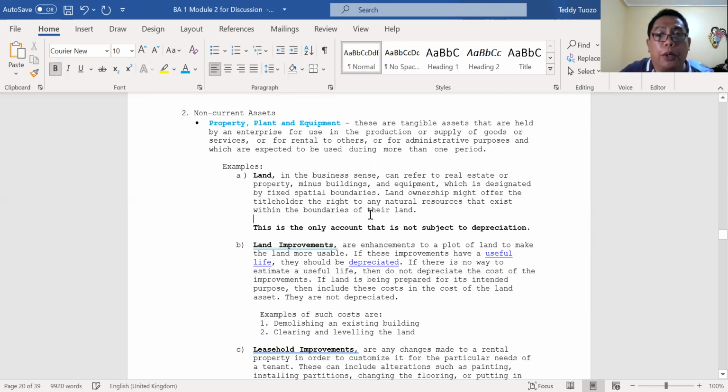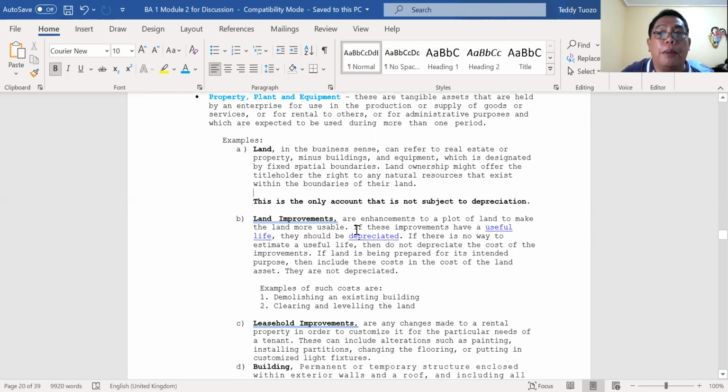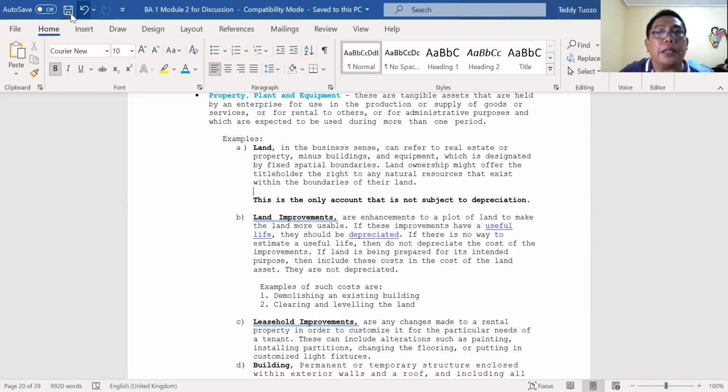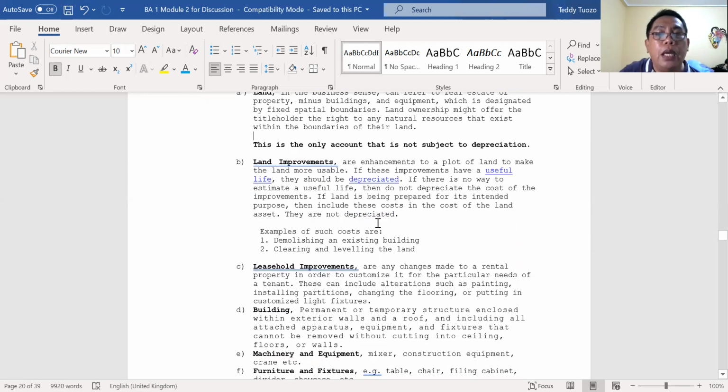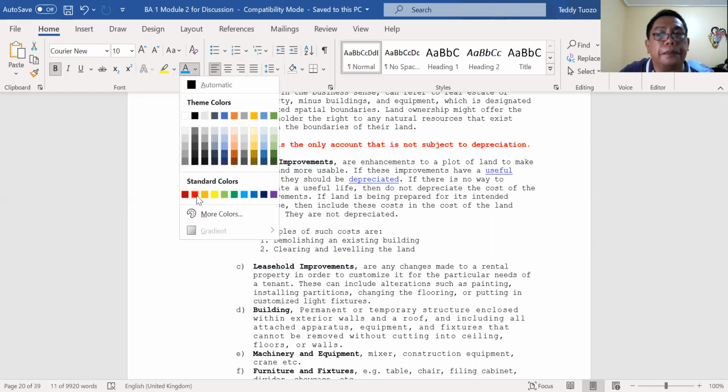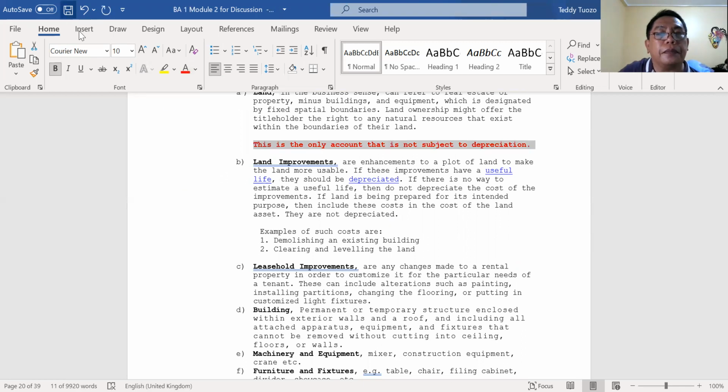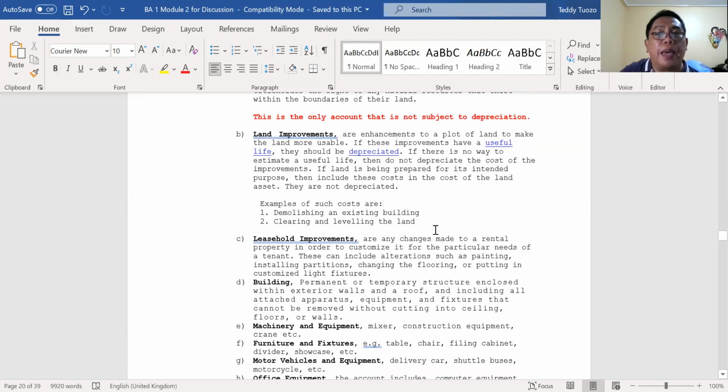So again, land, it may have a building or none, or lots, so that you understand. Land improvements. Okay, land improvements. These are enhancements to a plot of land to make the land more usable. If these improvements have a useful life, they should be depreciated.